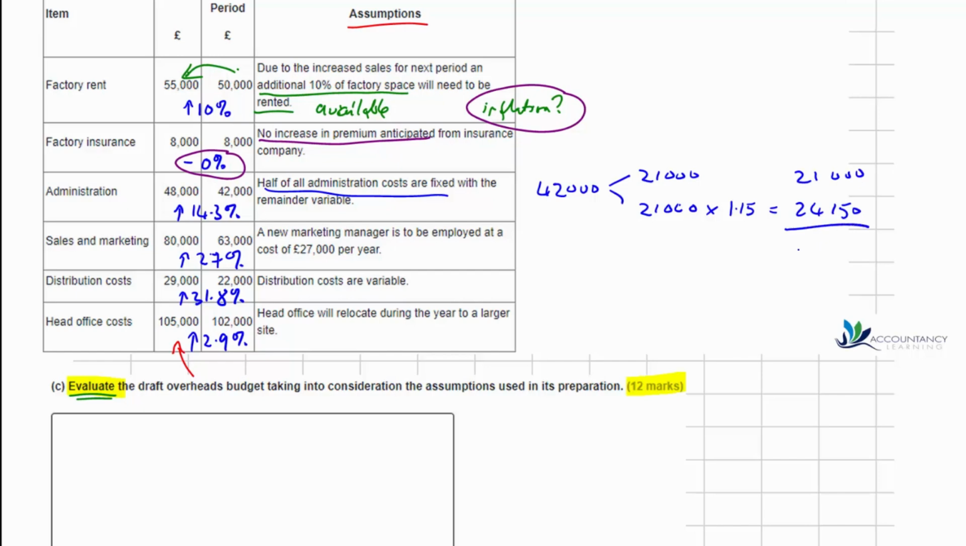So that gives us a total of 45,150. And yet we've budgeted for 48,000. So it suggests that we're expecting some sort of increase in our fixed element as well. So remember, it's not fixed over time, it's fixed because it does not vary with our production. So it still may be affected by inflationary increases.